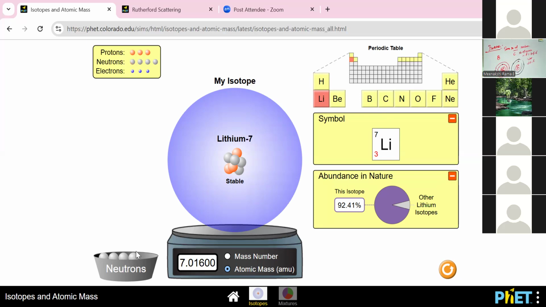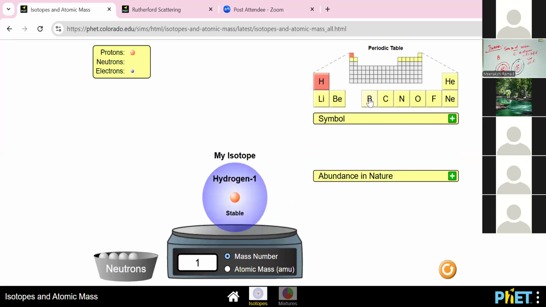Now I'm adding some neutrons here, and this shows instability. Unstable means it is moving in this position. Here also note that it is unstable. The abundance is 0 in lithium 8. The mass number is increased because I am adding one neutron. This is an example of an unstable isotope.